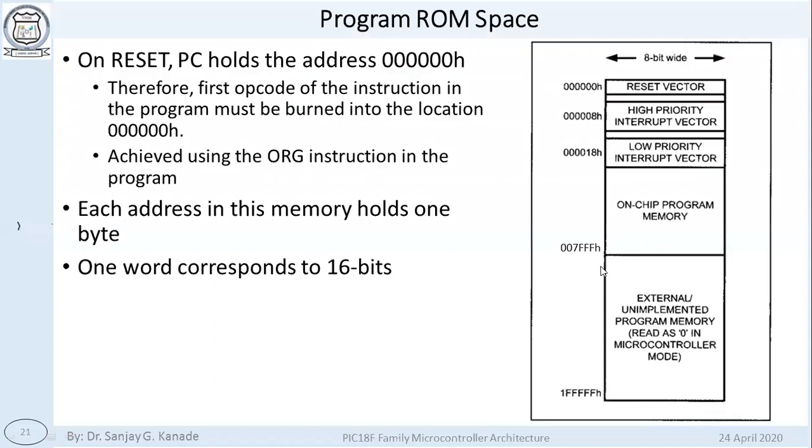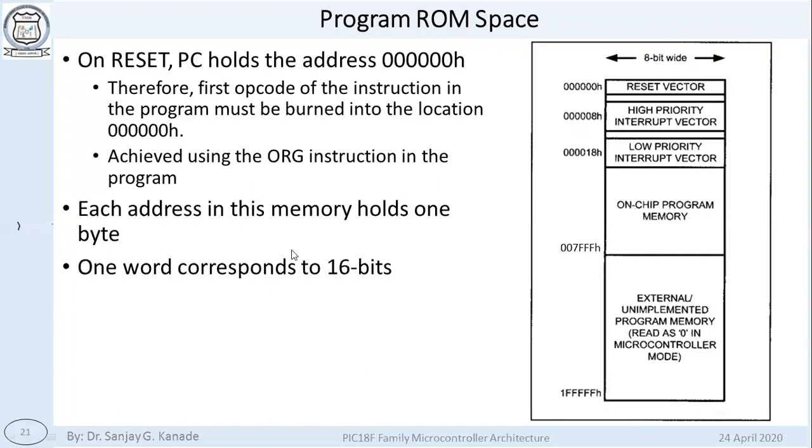Then this PC is used to hold the address of the program memory. So this is how the program memory will look like. Okay. On reset, whenever we start the microcontroller or make it reset, the program counter will always hold the address 000000H, the very first address in the program memory. So whenever you write a program and want to start executing from a particular instruction, that instruction must be written at this particular location. This can be done using the ORG instruction.